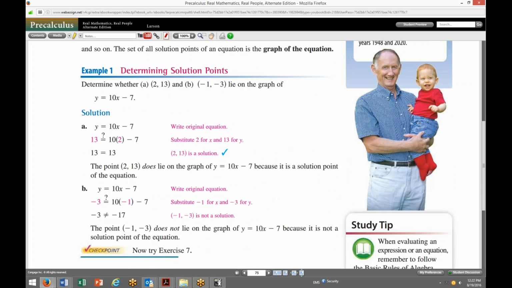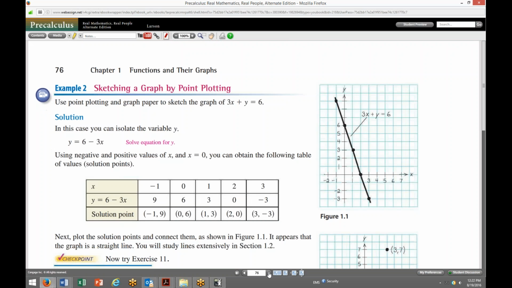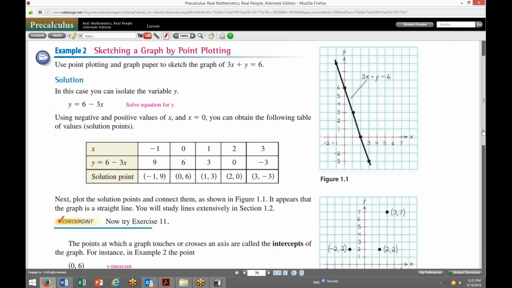Now the text here for the next couple pages really talks a lot about graphing by point plotting. They give you this little box down here and they talk about this. I imagine every one of you, as well as myself, has had some experience with sketching graphs by point plotting, and that's perfectly fine. That's an excellent thing to do.